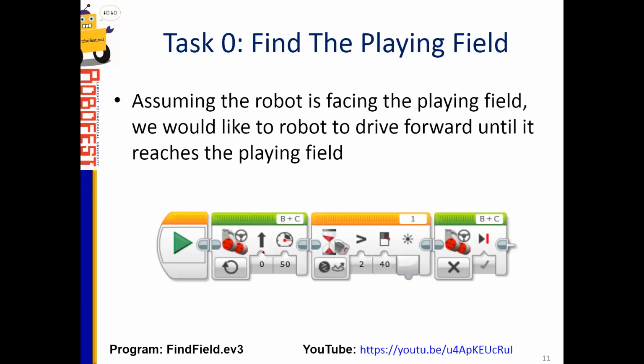So assuming the robot is facing the playing field, we'd like the robot to drive forward until it reaches the playing field and stops. So if we look at our Lego Mindstorms bricks here, this says that the motor is going to run here continuously. It's got 0 steering, in other words, it's going to go forward. It's got a power level of 50. It's using motors B and C.